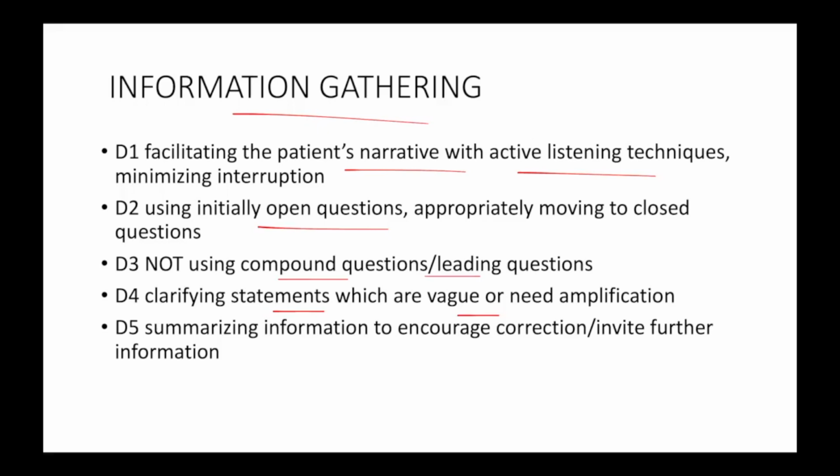The last criteria would be summarizing the information to encourage correction and invite further information. Now, this is very important because it helps you to repeat important information and also helps to understand if the patient has any confusion regarding the information that you just provided. So, for example, if you've just discussed the treatment options for hypertension with the patient, what you can say is, "Now that we have discussed the different non-pharmacological lifestyle modification approaches to hypertension, are you following me so far, or do you have any queries for me till now?" So this is how you do information gathering.